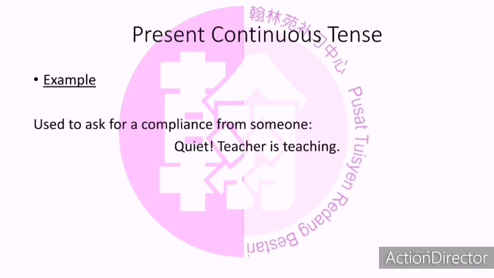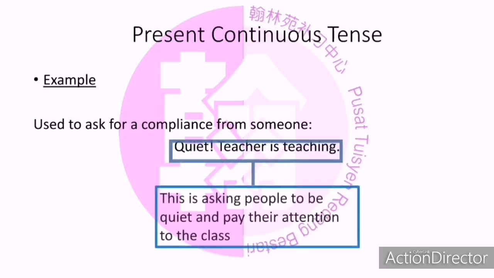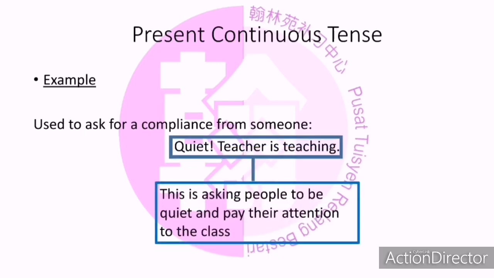So the other example is asking for compliance from someone. Quiet, teacher is teaching. So the person is asking people to be quiet and pay attention to the class, to listen to what the teacher is teaching right now. So in this case, we should use present continuous tense.